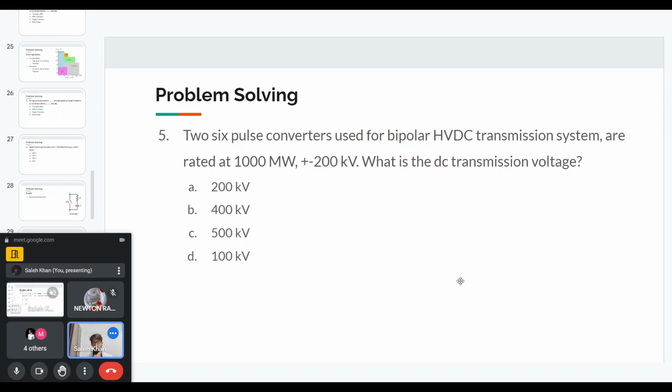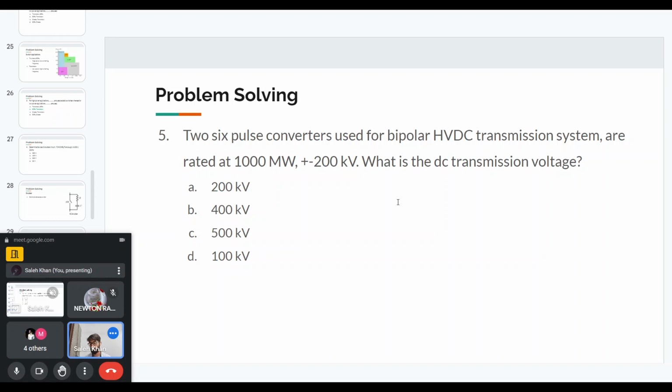So the fifth problem is about again HVDC transmission, a bipolar HVDC transmission. So we have two 6 pulse converters used for HVDC transmission, and they are rated for 1000 megawatts plus minus 200 kilowatt. So basically, one 6 pulse converter provides the positive 200 kilowatt, and the other provides the negative 200 kilowatt. What is the DC transmission voltage?